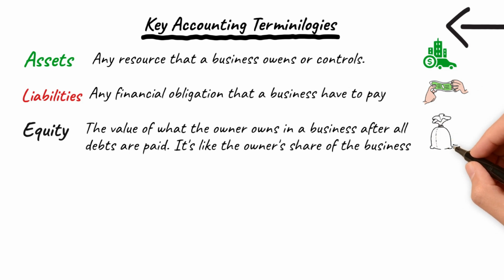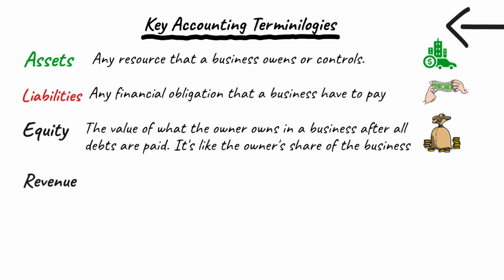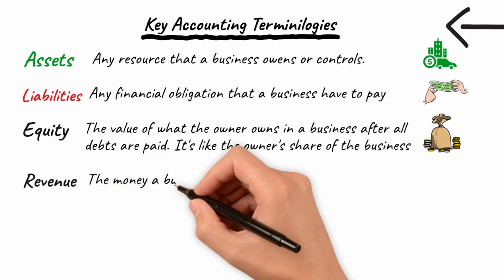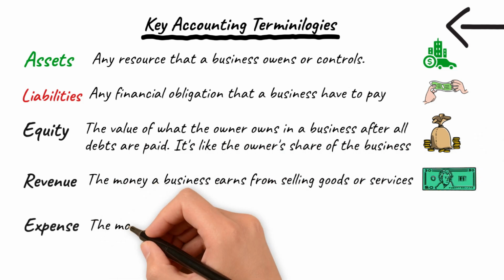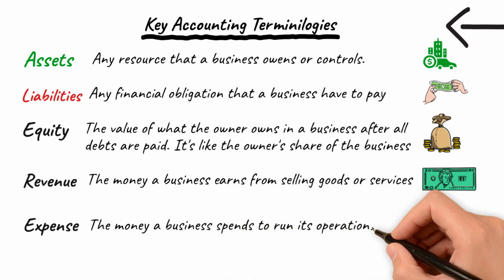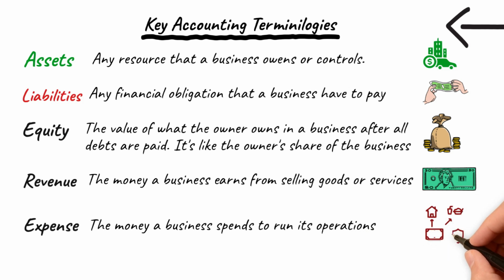Because in a business, you sometimes use other people's money to run it. So that money is not part of your equity. It is a liability. Makes sense, right? Then we have revenue, also known as sales. It is the money a business earns from selling goods or services. And finally, we have expenses. An expense is the money a business spends to run its operations, such as material costs or electricity bills, for example.